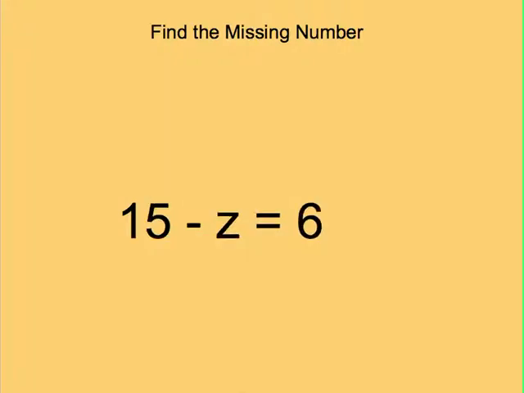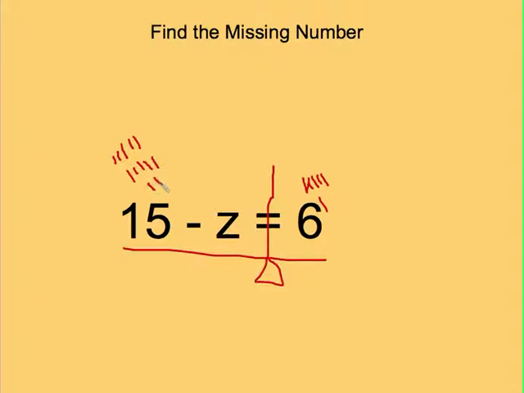Let's try an example with subtraction. It's the exact same procedure as before. Start by visualizing it as a balance or a teeter-totter, and really divide it up so you know the two sides. Now on this side, we know that we want to equal up to 6. 1, 2, 3, 4, 5, 6. And on this side, I know I'm starting off with 15.